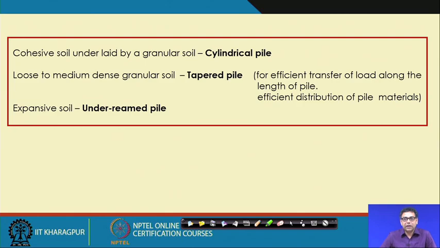So, in this lecture I have discussed these three types of pile, based on their material, based on their shape, and based on their cross section. Okay. So, in the next class I will discuss the other types of piles, and then I will discuss the pile load carrying capacity. Thank you.